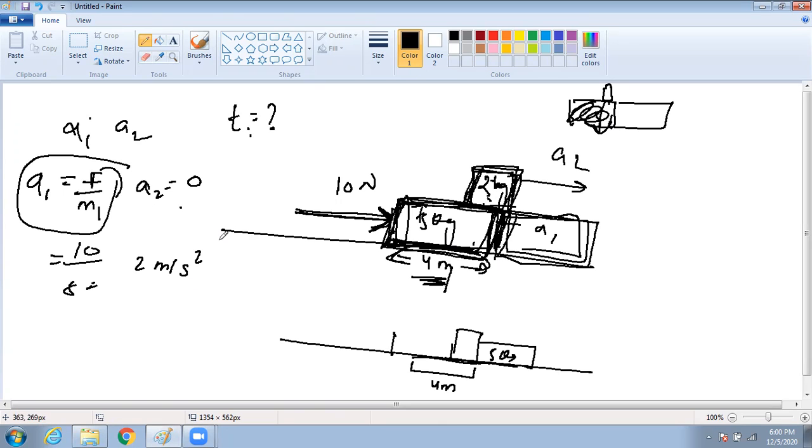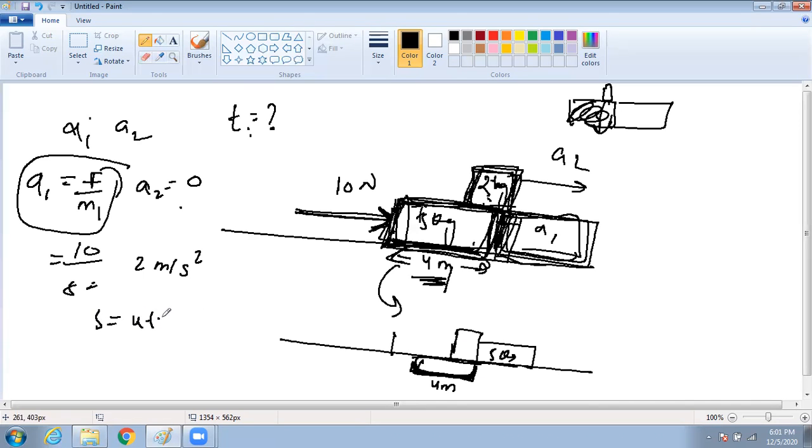Guys, able to understand? Imagine. Just see. It has to cover 4 meter. This block has to come this side. Once it comes this side, here there is no block. This will fall on the ground. So how much does it have to cover? It has to cover a distance S, distance 4 meter.